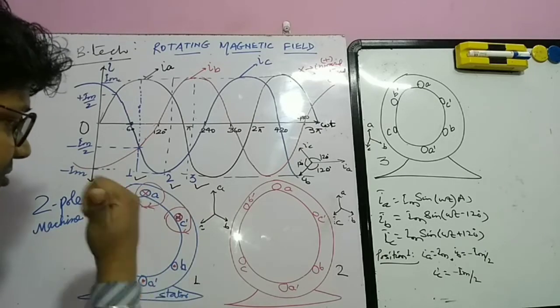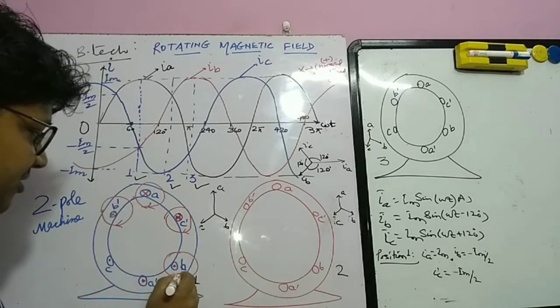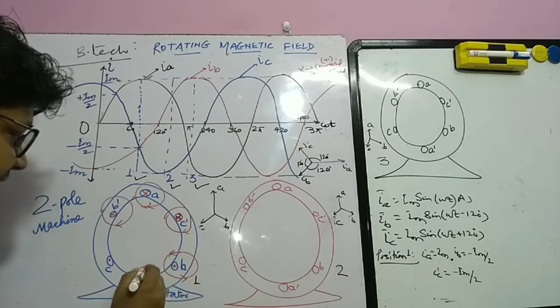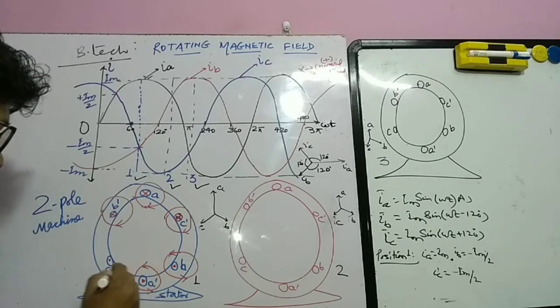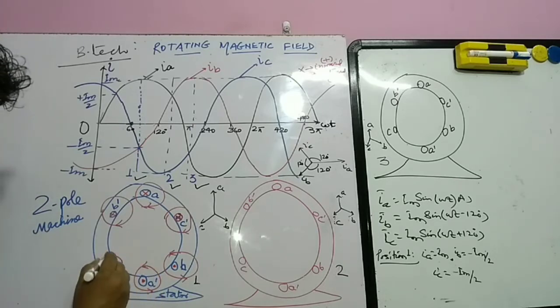Here current is coming outside. Okay, so this is the direction of current, right? This is the direction of current coming outside. Outside means here, this is a dot, so coming here.